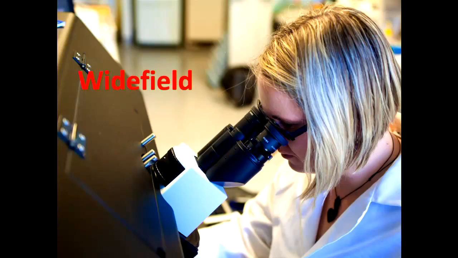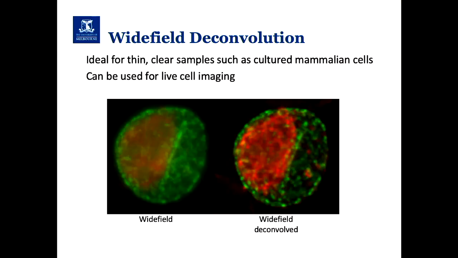Next technique is wide field. So as I mentioned, we don't tend to have very many wide field systems. There's currently one, which is based at Bi-21. And in this case, the reason we have it is it has a deconvolution module attached to it. I'll cover on the next slide what deconvolution is. But this is really ideal for very thin, cleared samples, such as cultured mammalian cells. And again, they need to be sitting on the cover slip. The system we have at Bi-21 can be used for live cell imaging, although I probably wouldn't recommend it.